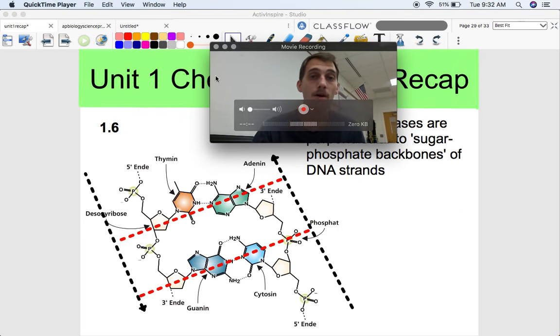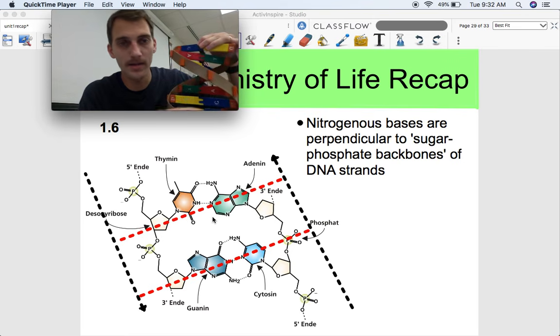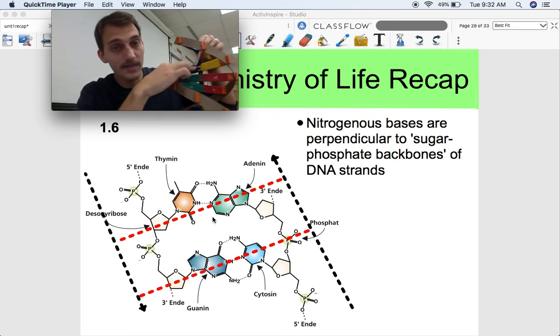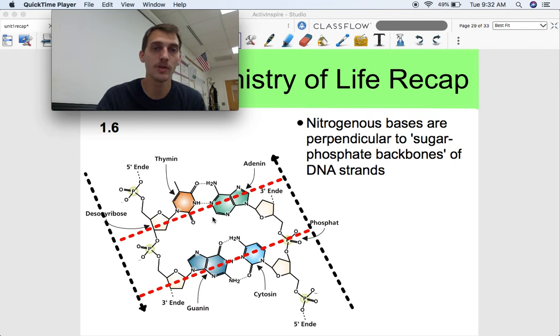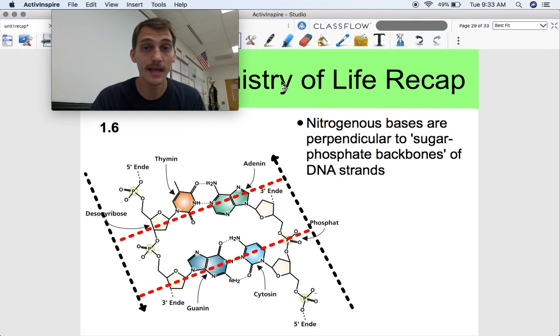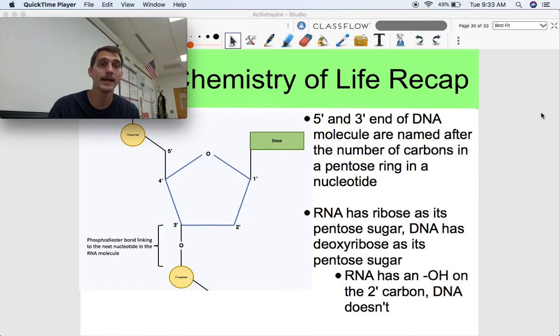So another thing to know about DNA is the nitrogenous bases. We looked at a nucleotide before. Every nucleotide has a deoxyribose sugar, a phosphate, and a nitrogenous base. And the nitrogenous bases are perpendicular, okay? They form a 90-degree angle to the sugar-phosphate backbone. So I drew a red line here showing these bases meeting in the middle. As you can see from my model, T is meeting up with A, C is meeting up with G. They form a 90-degree angle with the backbones, the sugars and phosphates of the nucleotides in a nucleic acid. Okay?